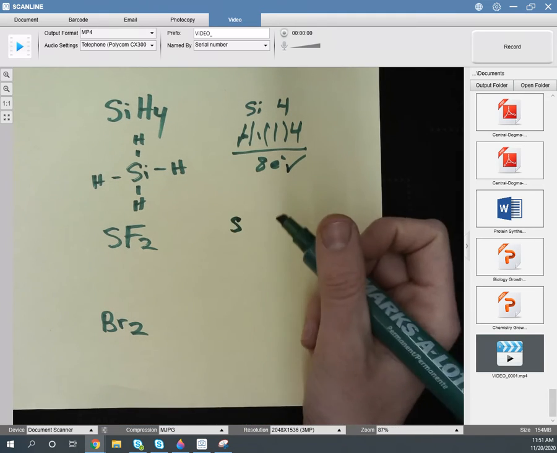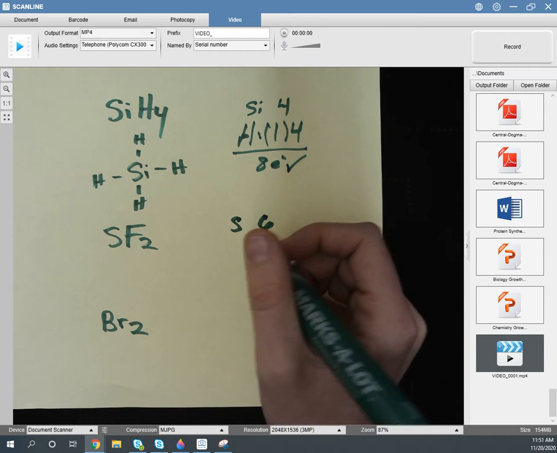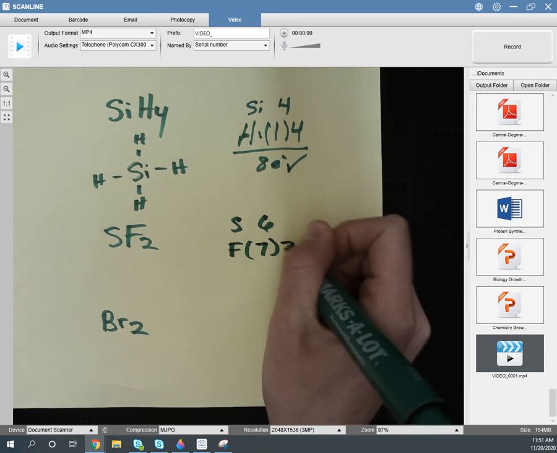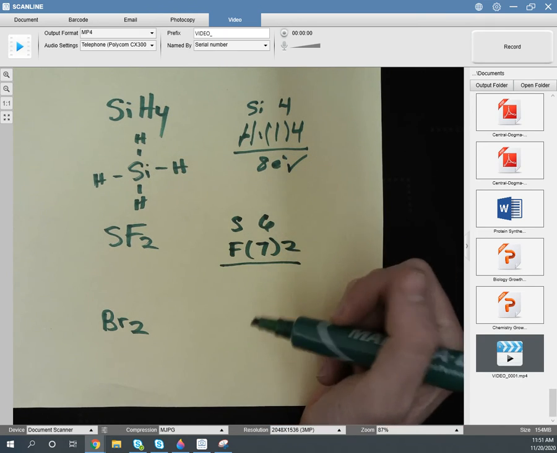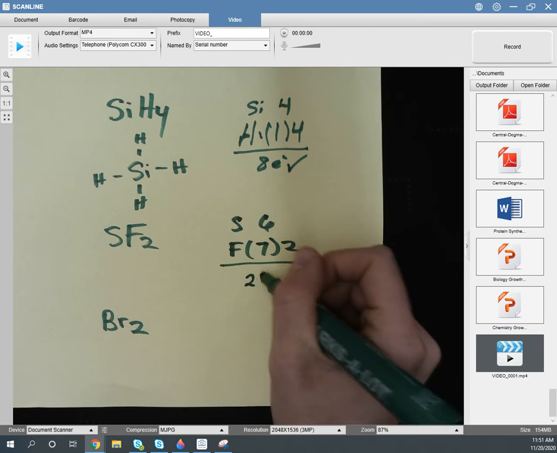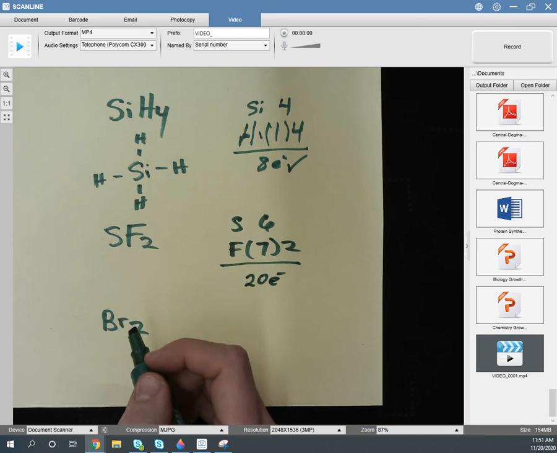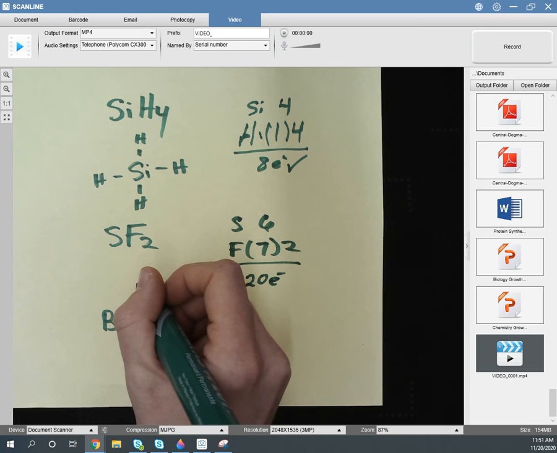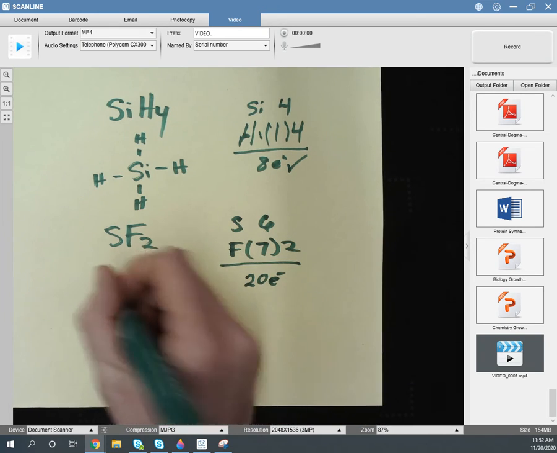Sulfur is in group 16. It's going to give us 6 valence electrons. Fluorine is in group 17. It's going to give us 7 valence electrons, but there's 2 of them. So 6 plus 7 times 2 would be 14. 6 plus 14 gives us a total of 20 valence electrons in this Lewis structure. Sulfur is our central atom because it has more unshared electrons. So we're going to put sulfur in the middle. We're going to connect it to 2 fluorines.